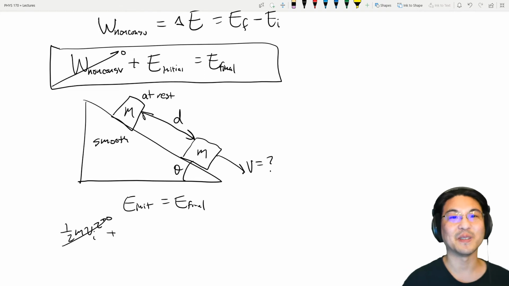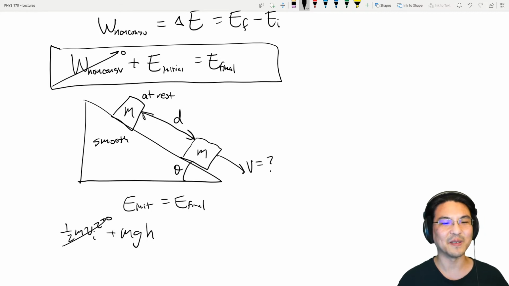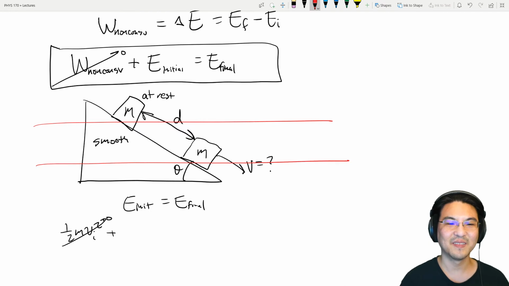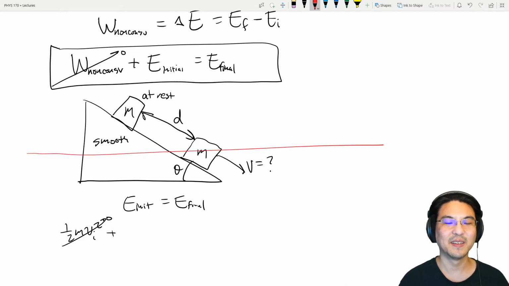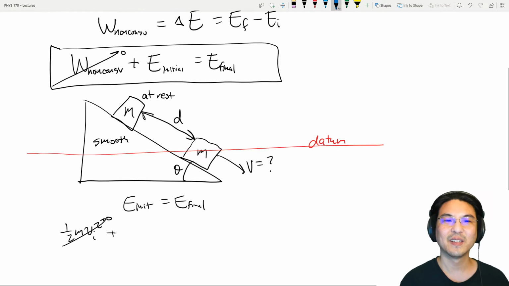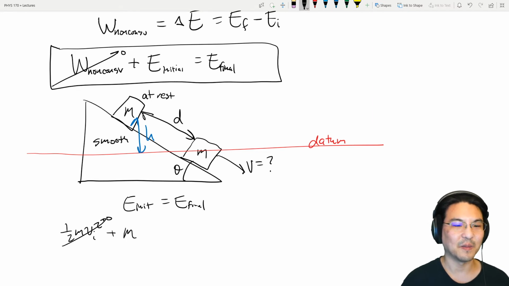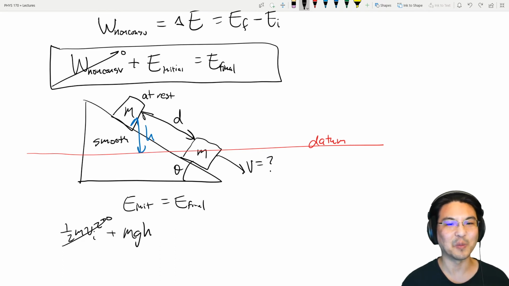How much gravitational potential energy? mgh. H what though? The height above the datum of your choice. Where would you like to choose the datum? Here? Here? Here? Here? Any choice is fine. So totally up to you. Let's say I choose the datum here. Here's my datum. One possible of infinity choices. So what is the height above the datum? mgh, where this is the height above the datum. For this particular example, that height would be d sine theta.